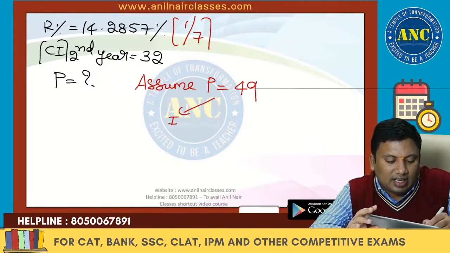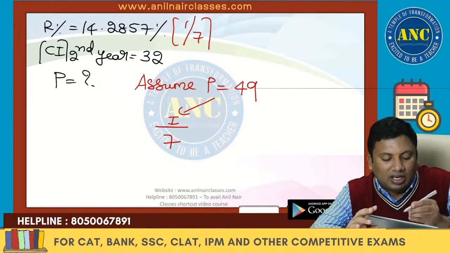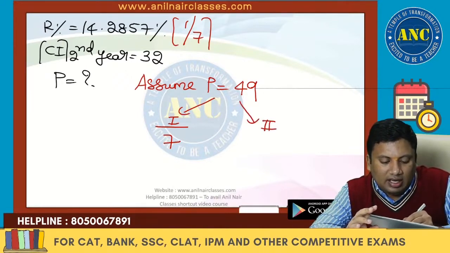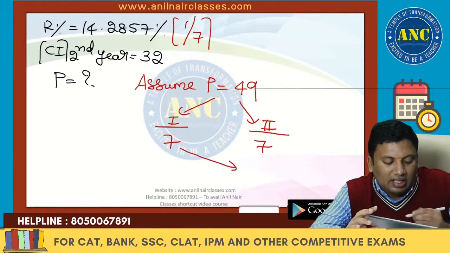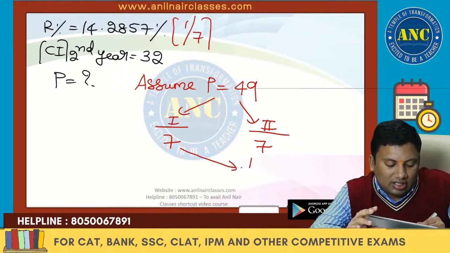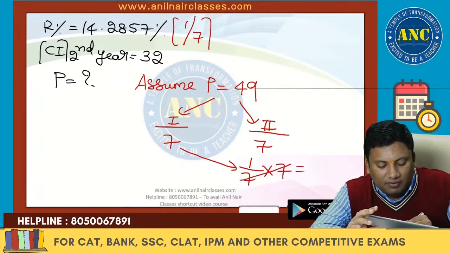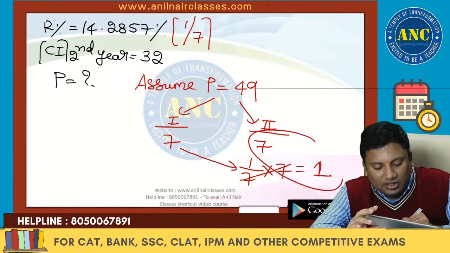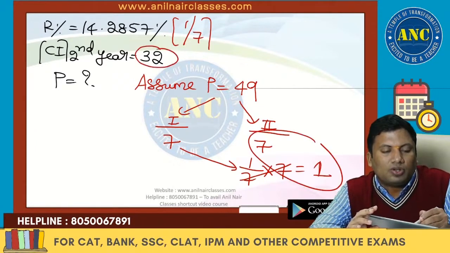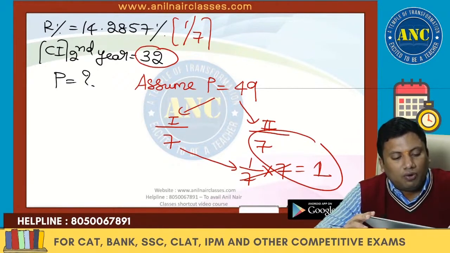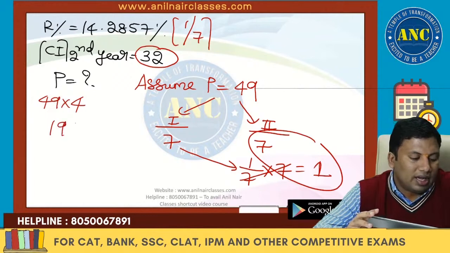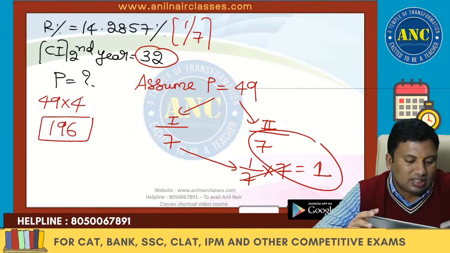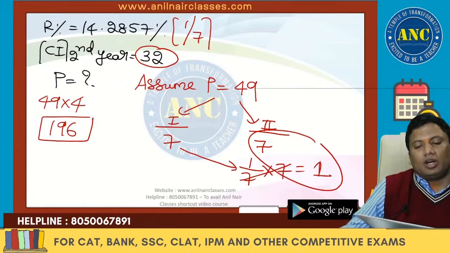First year SI 1 by 7th of 49, 7. Second year SI 1 by 7th of 49, 7. CI is SI plus interest on interest, 1 by 7 of 7, which is nothing but 1. 7 plus 1 is 8. In the question it is given as 32, which is 4 times. So it is nothing but 49 into 4. The answer is nothing but 196.